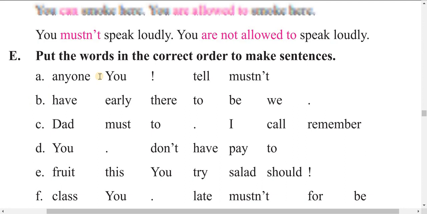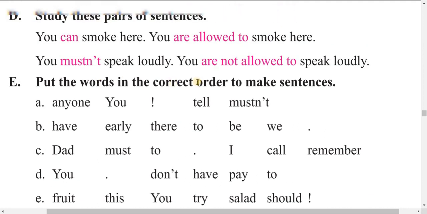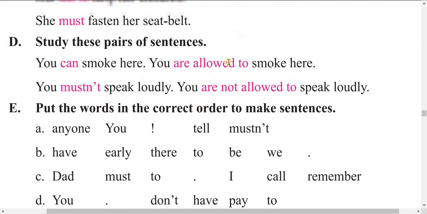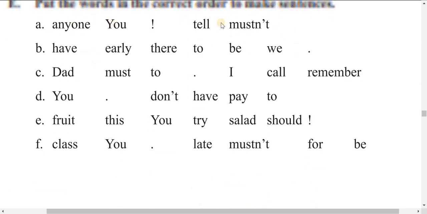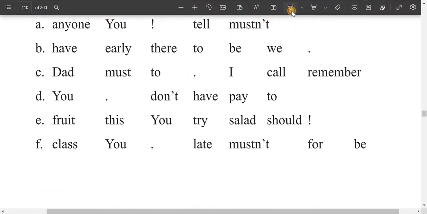Now, dear students, put the words in the correct order to make sentences. The first one is: you mustn't tell anyone! B, we have to be there early. We have to be there early.